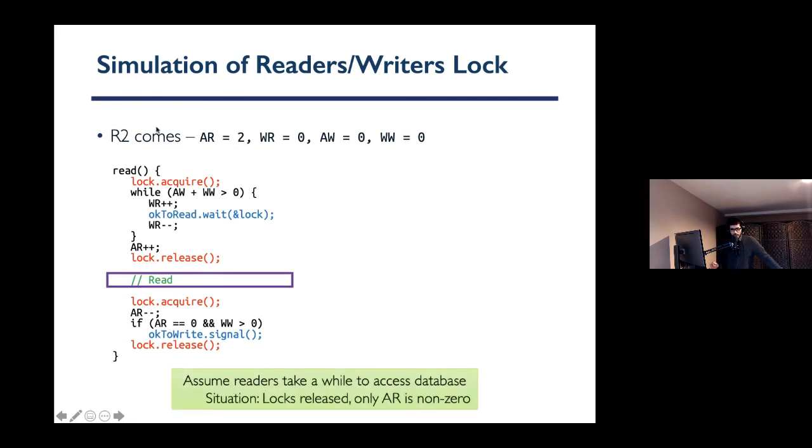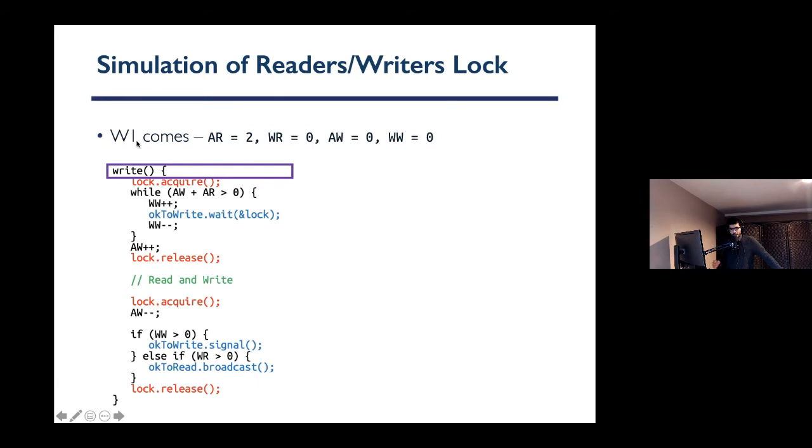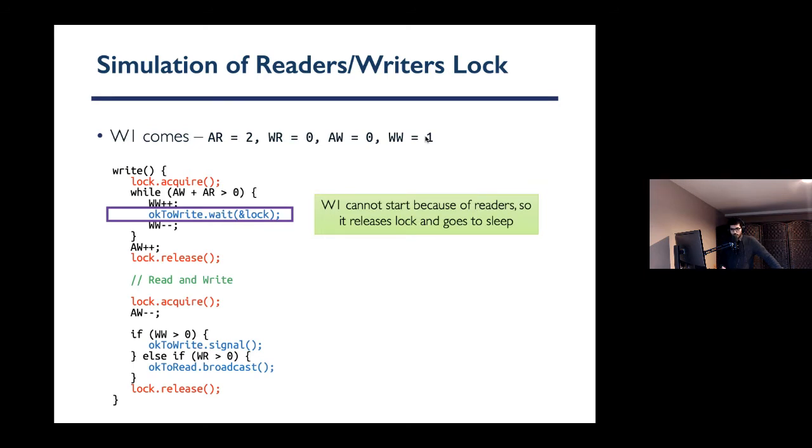Let's say the reading takes some time, and a writer comes while the readers are reading. So now writer 1 comes. It acquires the lock; the lock, basically the mutex, is free. Now it checks if there are any active readers. Well, there are: 2 active readers. So this while loop is entered, and this thread becomes a waiting writer. Waiting writer plus plus, as you can see here, waiting writer becomes 1, and it goes to sleep. Writer 1 cannot start because there are readers, so it releases the mutex and goes to sleep. Now we have 1 waiting writer and 2 active readers.